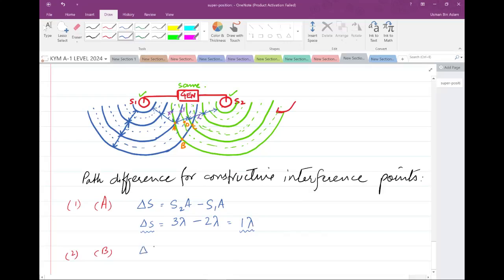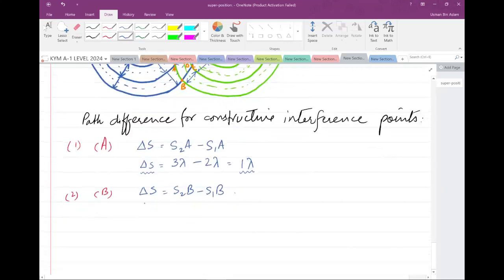Okay, I got it. So for point B, S2B minus S1B. For point B, the waves coming from S2 are going to travel a total of 3 lambda. Similarly, for S1 to B, the distance is also 3 wavelengths. So for the path difference delta S, from S2 to B that was 3 lambda, and from S1 to B that was also 3 lambda. So the path difference comes out to be 0 lambda.